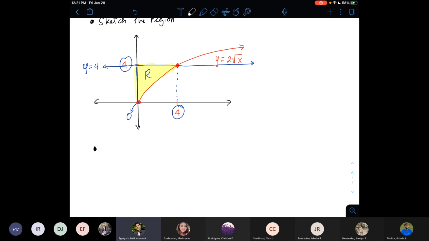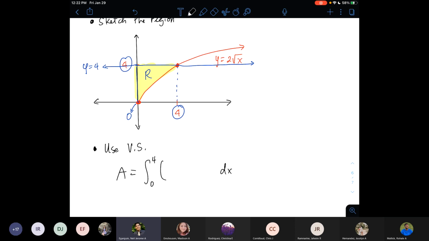Then again, we have two options. So first, I can use vertical strips. Whenever I'm using vertical strips, I have an integral with respect to x. And then now I need to bound the x. So what is the starting x value? Starting x value is 0. Ending x value for the region is 4. Right? So that's why I have those bounds.